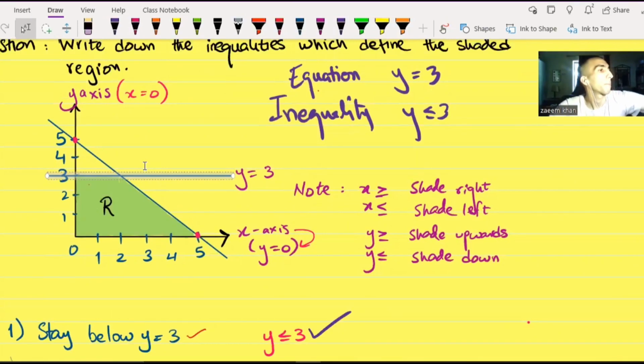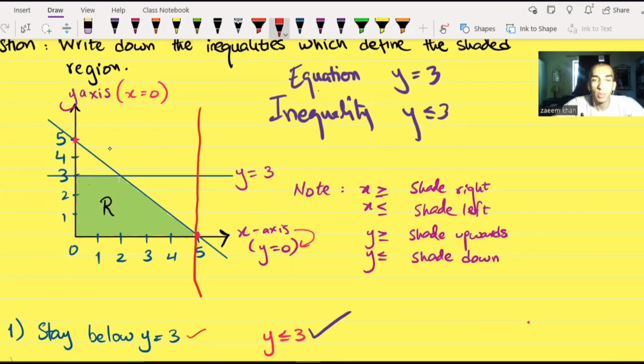X equals to 5. Did you say inequality or equation? Why don't you give me the equation first, and then we're going to convert that into an inequality. X equals 5, or y equals 5, sorry. X equals 5 is going to be a line passing like this. We don't have that line.